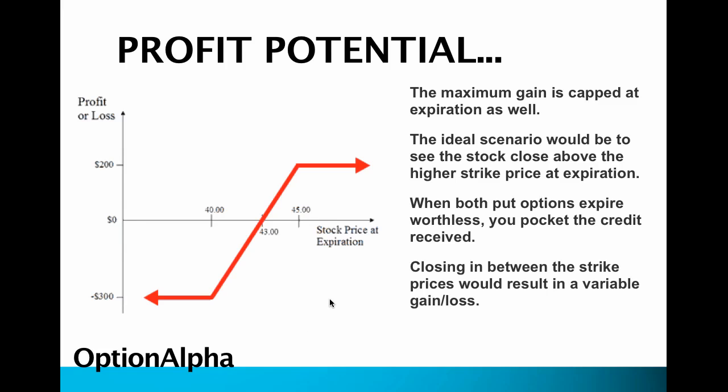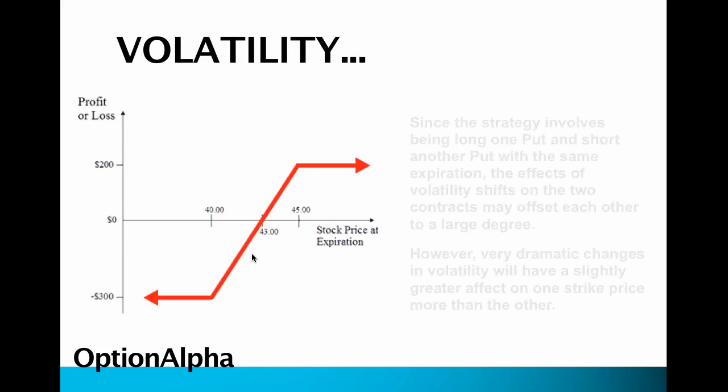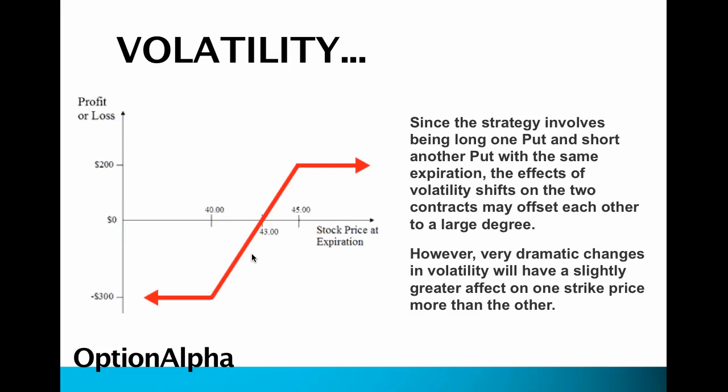So with a credit spread or any option strategy where you receive a credit initially, you do want all of those options to ideally expire worthless, in which case you keep 100% of that credit. Closing between the strikes, though, results in variable gains or losses. So if we close anywhere along this diagonal line here, you could have a loss or you could have a small gain, either one. When we talk about volatility, on this particular strategy it is going to be fairly low. Since the strategy involves being long one put and short one put of the same expiration period, the effects of volatility are going to really offset each other to a large degree.